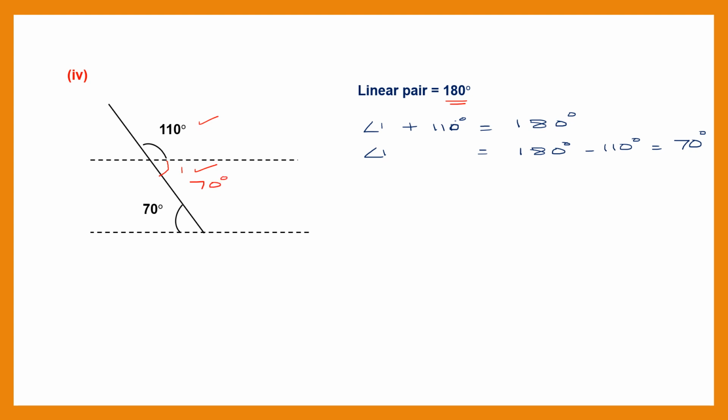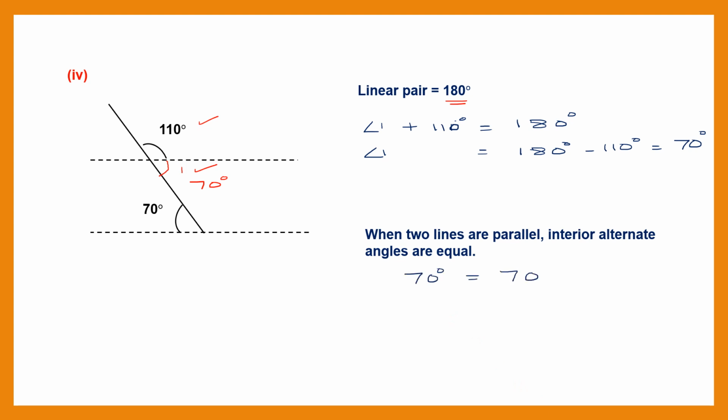So we have 70 degrees here. Now look at this angle and this angle. This is 70 and this is 70. And what angles are these? They are interior alternate angles. What is the property of interior alternate angles with regard to parallel lines? When two lines are parallel, the interior alternate angles are equal. So here we have this 70 and this is also 70. That means the interior alternate angles are equal.